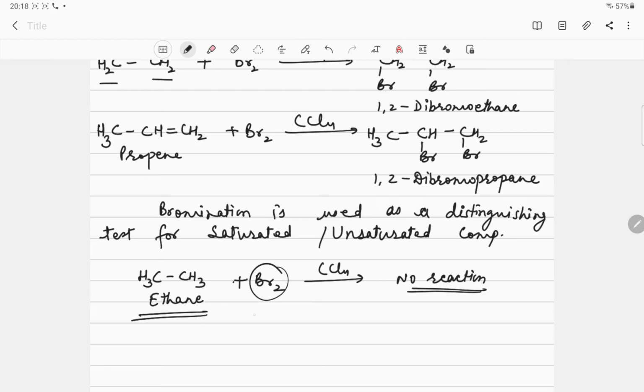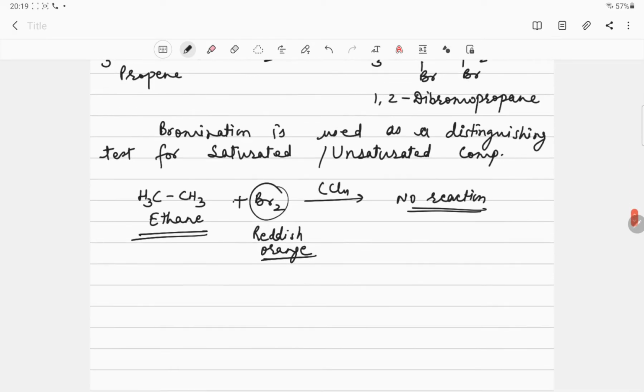Bromine is what color of liquid? It is reddish brown, or you can say reddish orange liquid. So this reddish orange color will persist as it is, because nothing happened with bromine. Bromine is as it is. So the reddish orange color will be retained, with no change in the color.